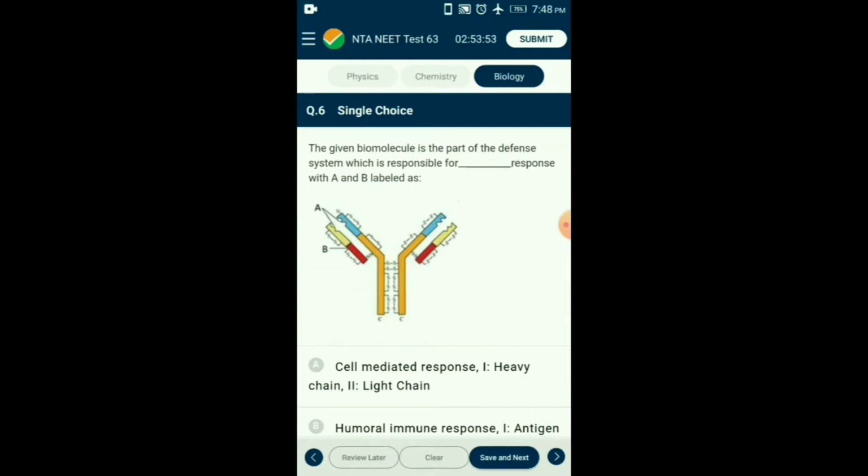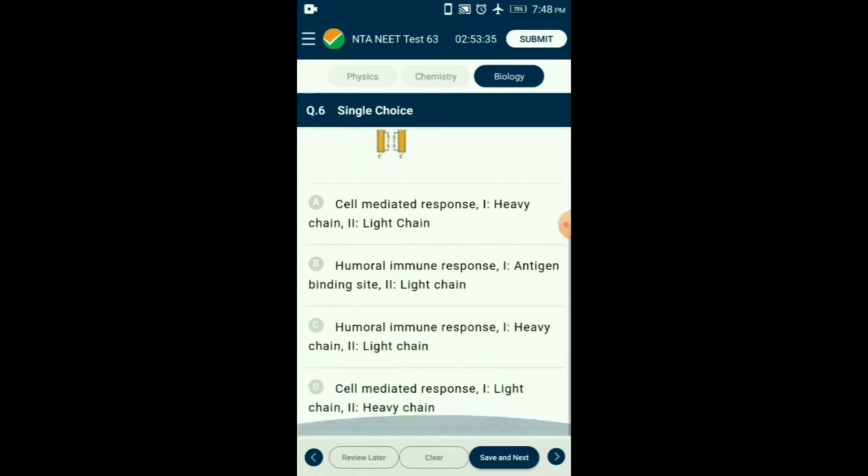Each antibody has 4 peptide chains, 2 small, which are light, and 2 heavy, which are long chains. The antibody recognizes the pathogen, called an antigen, via the variable region, which is the antigen binding site. So the answer for this question is option B, humoral immune response. 1, antigen binding site; 2, light chain.